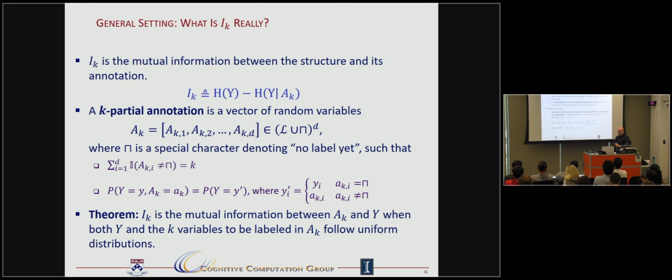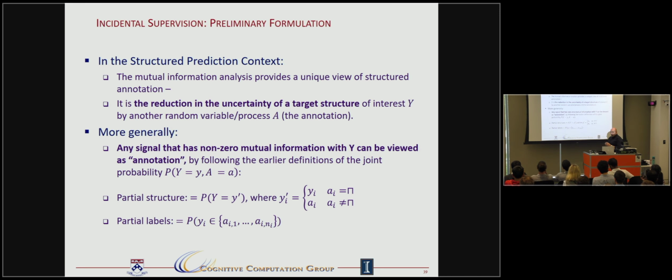So why is this important? In the structure prediction context, which I showed in the few examples before, the mutual information analysis really provides a view of the structure annotation. It says this is the reduction in the uncertainty of the target structure as a function of this process of partial annotation. As I annotate more, how much more information do I need? But more generally, every signal that has non-zero mutual information with Y can be viewed as annotation, just tweaking the notation from the partial case to the more general case.